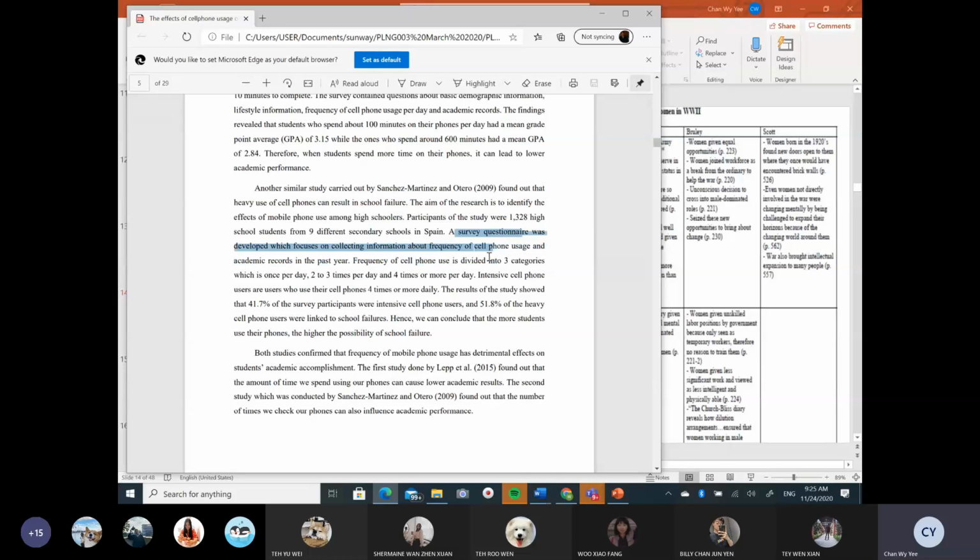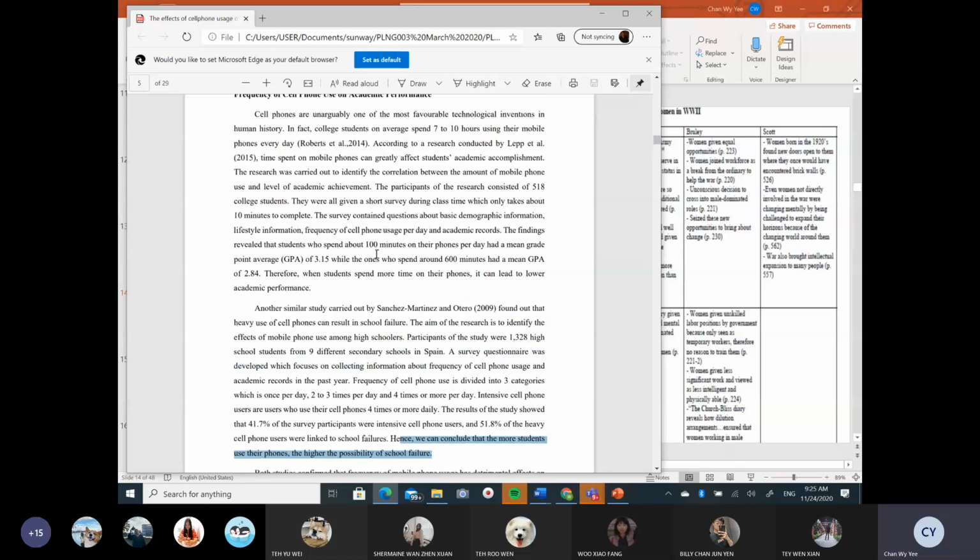Then a survey questionnaire was used to collect data. Can you see? Then after that, what is the frequency? And then what are the results? And then hence, what is your conclusion about this? So can you see, this is how you take out the main ideas from each research paper.